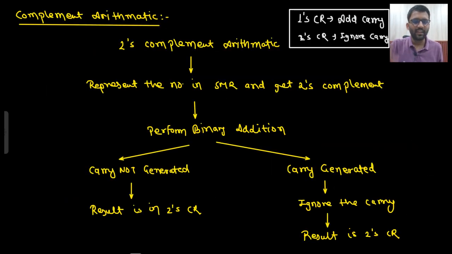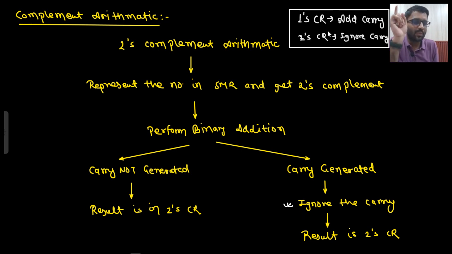Now we need to study 2's complement arithmetic, and it is the same thing. We are doing exactly the same thing. We will represent the number in 2's complement. We will perform the binary addition. If a carry is not generated, we will not do anything. If a carry is generated, we will ignore the carry. That is the only difference. And the result will certainly be in 2's complement representation because you are performing 2's complement arithmetic.